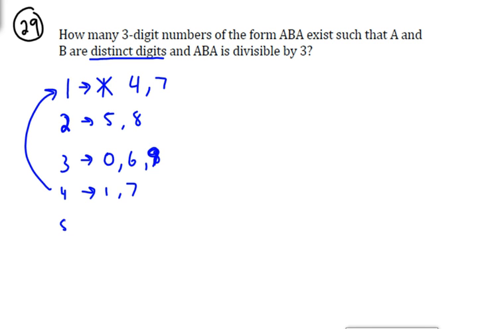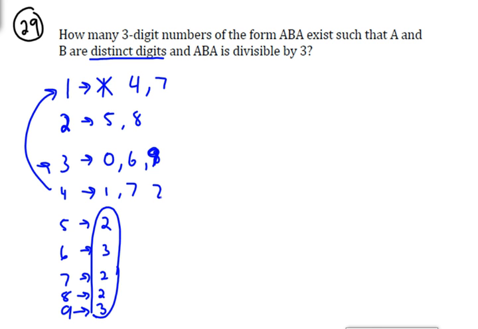So 5 is going to have 2 possibilities. 6, just like 3, is going to have 3 possibilities. 7 is going to have 2. 8 is going to have 2. And finally 9 is going to have 3. So the total number of possibilities is just adding these up, plus 2, 3, 2, 3. Well, this was 2 here, my bad. You end up with 21. And so there are 21 numbers that can be written as ABA, where A and B are not the same number, and that are divisible by 3 evenly.